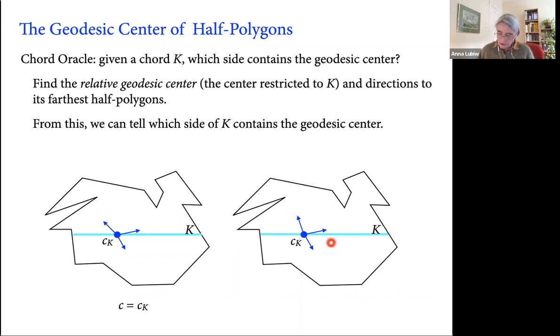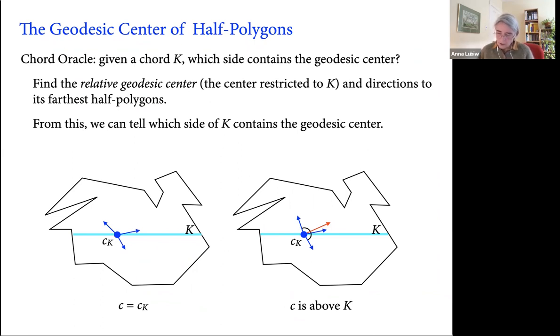On the other hand, in a situation like here, my three rays are all contained in a half plane, and the perpendicular to that half plane, I should move in that direction to improve, to decrease my three tight distances here. So in this case, we know that the true center is going to lie on this upper side of the chord K. So what this is saying then is that it's enough to be able to find the relative geodesic center on the chord K and the directions to its furthest half polygon.